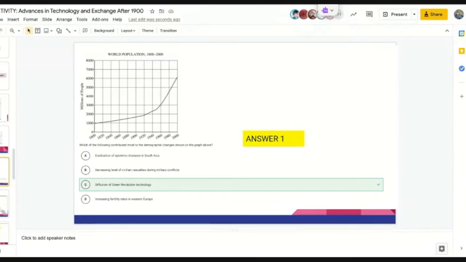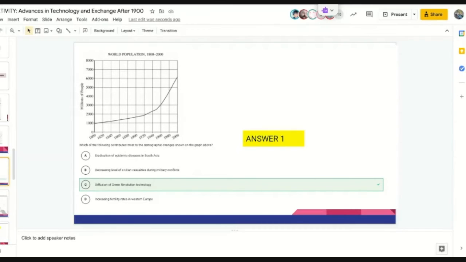The answer is C, diffusion of green revolution technology. Out of all of these answers, the eradication of disease, the decreasing level of civilian casualties, increasing fertility rates, C has contributed the most, the most significant impact, okay? So you can say increasing fertility rates, for most, fertility rates have decreased, and they are still slowly decreasing, okay?